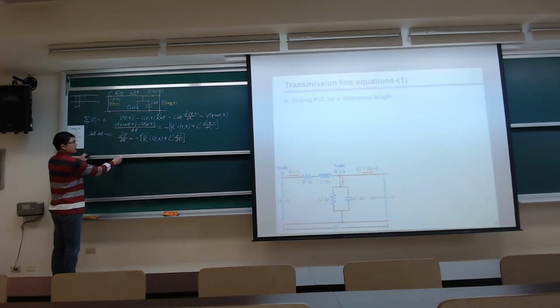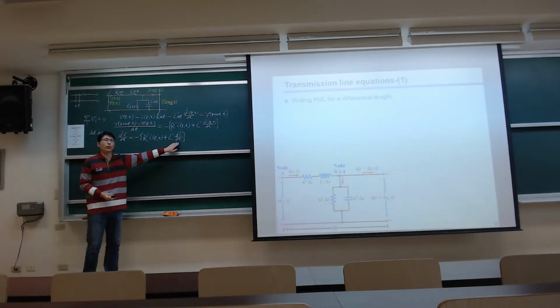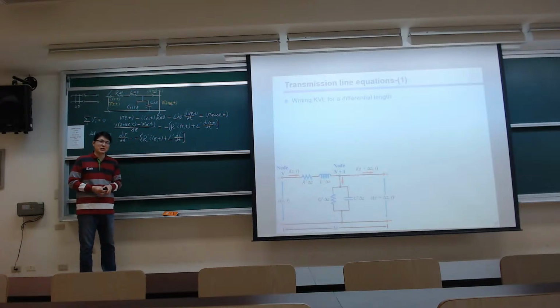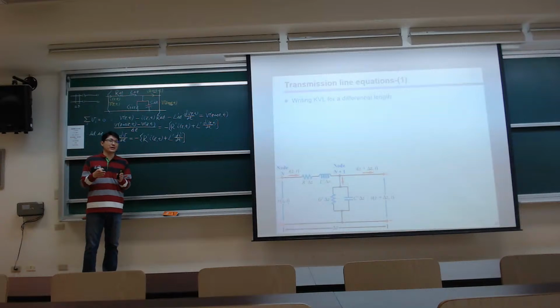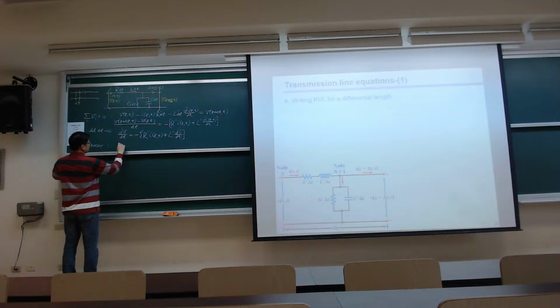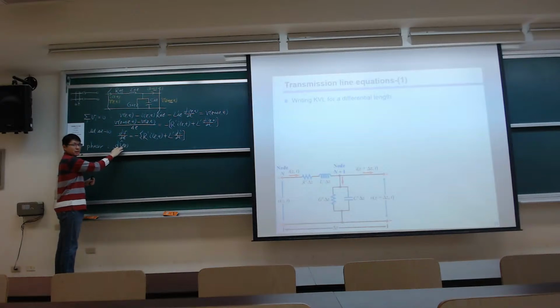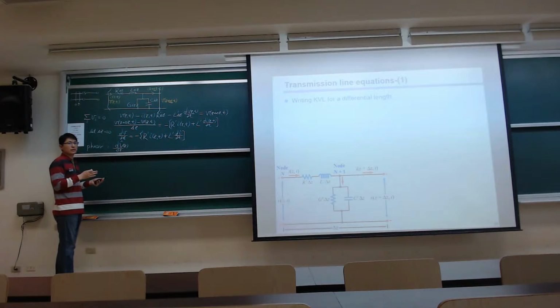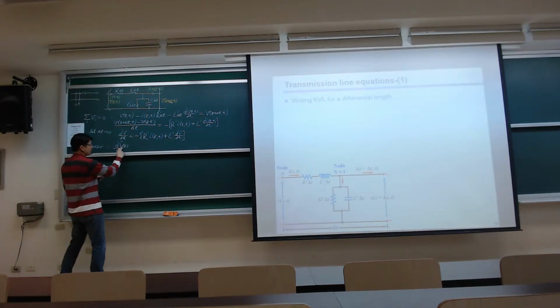At this moment, I really don't like to work in the time domain because in the time domain you have partial differential equations. So can I convert this equation into the frequency domain using phasor notation? So I can have, using phasor, dV/dz. Now, in the phasor notation, voltage is only a function of space. You no longer see the time dependence. Okay?